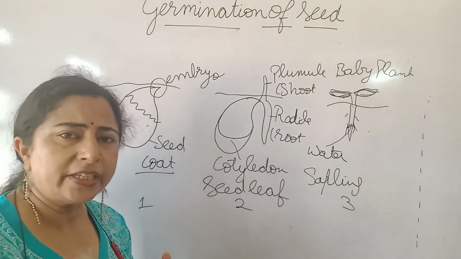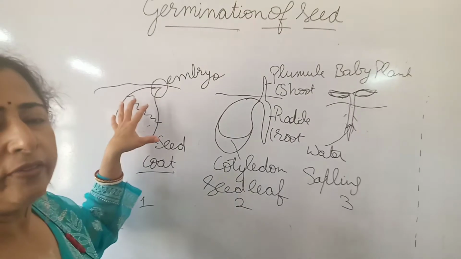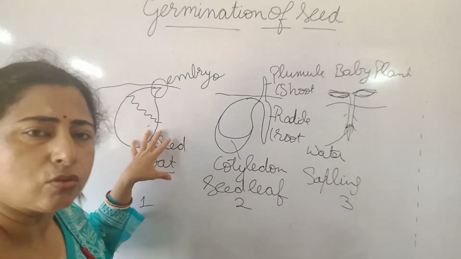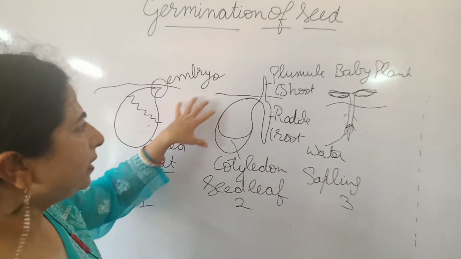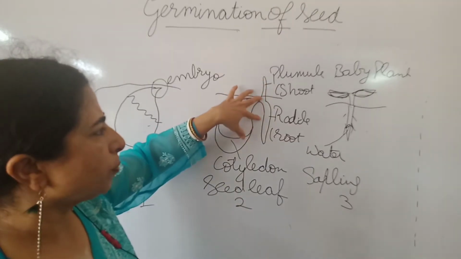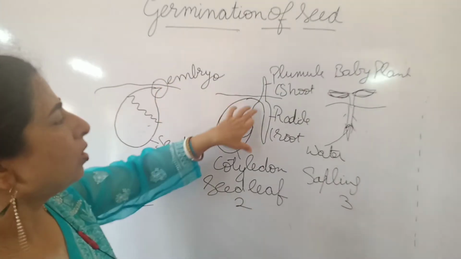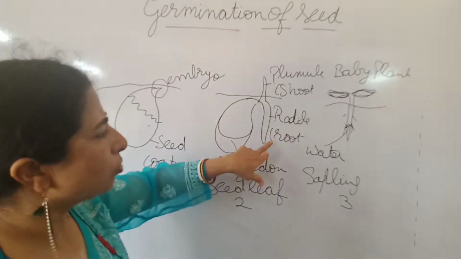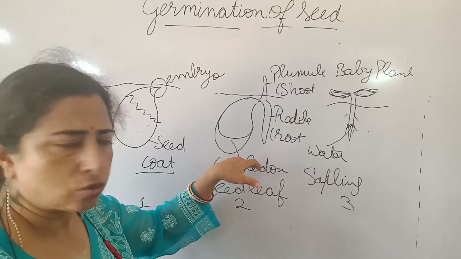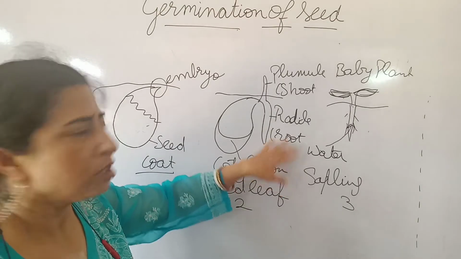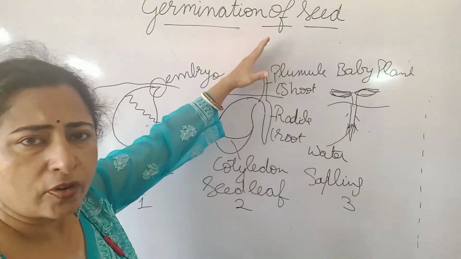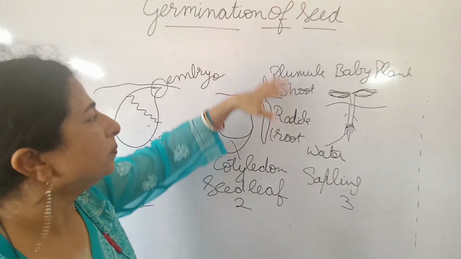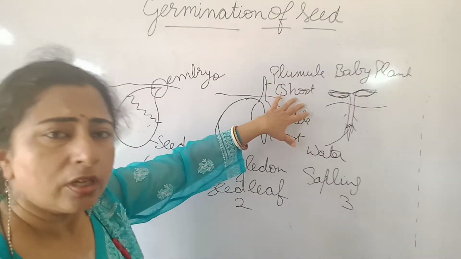I will just revise it. First of all, when we sow the seed in the soil, it absorbs water and the seed coat is removed. And then the development starts from here, that is called the embryo. The radicle and the plumule are developed. The radicle goes downwards into the soil because it is the future root. The plumule goes upward, outside the soil, because it is the future shoot.